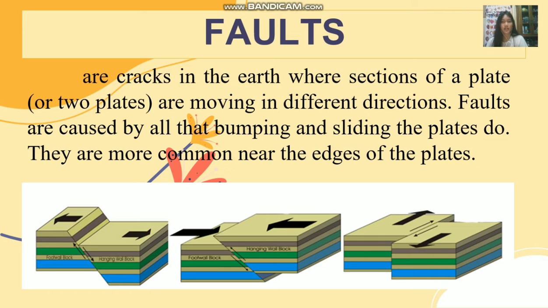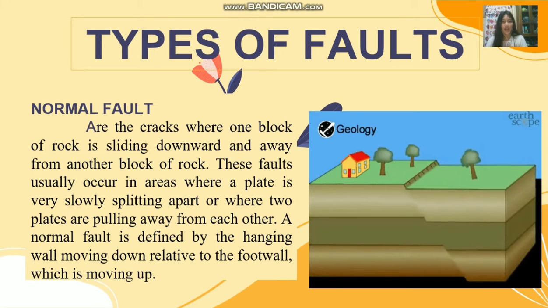So, faults. What is a fault? It is a crack in the Earth where sections of a plate or two plates are moving in different directions. Faults are caused by all that bumping and sliding of the plates. They are more common near the edges of the plates. So there are types of faults.